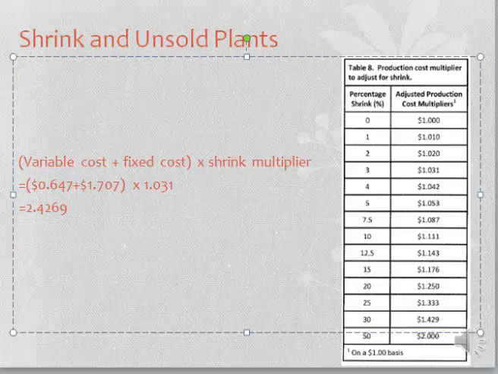So to calculate the shrink, you would use a table such as this one that has production multipliers. In this example, we're going to assume a 3% shrink. So we take our variable cost of 64.7 cents, we take our fixed cost of $1.707, we add those two together and multiply by the percentage shrink, which is 1.031, which will give us a cost of $2 and roughly 43 cents. And so if we charge $2.43, we are now taking into consideration the plants that we didn't get to sell.